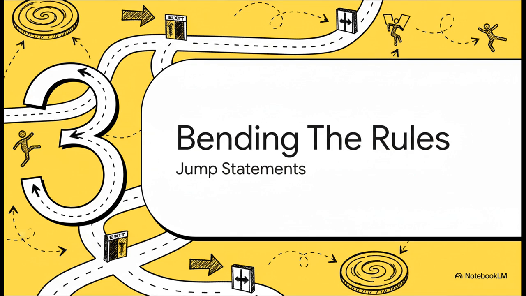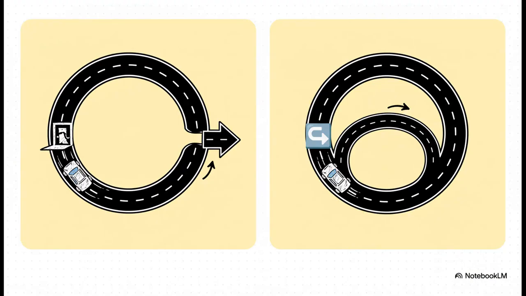So, we've built our basic roads and intersections. Now for the really fun stuff. Let's talk about the advanced tools, the jump statements. These let us build in emergency exits, create shortcuts, and, yes, even add teleporters that bend the very rules of how our program flows. Two of the most important ones you'll use are break and continue.